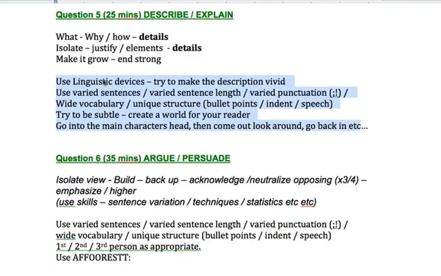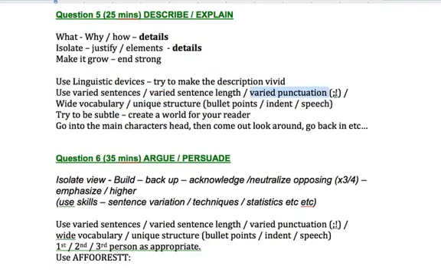but you want to use linguistic devices like alliteration, similes, rhetorical questions, etc. Try and make the description very vivid, so use your senses. Use varied sentences and varied sentence lengths. So you might use complex sentences or compound sentences, and then you might have really long sentences, really short sentences, and you're going to have varied punctuation.